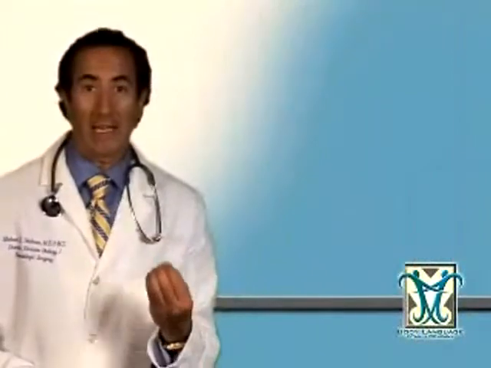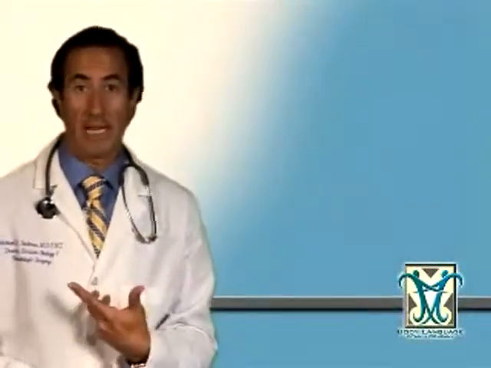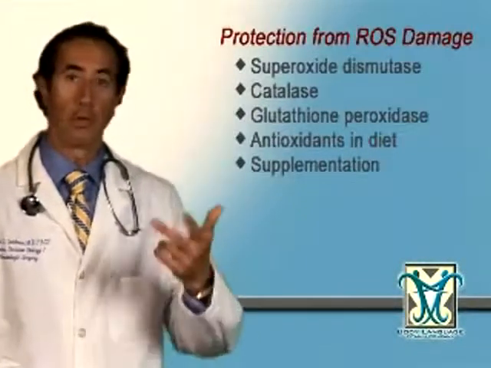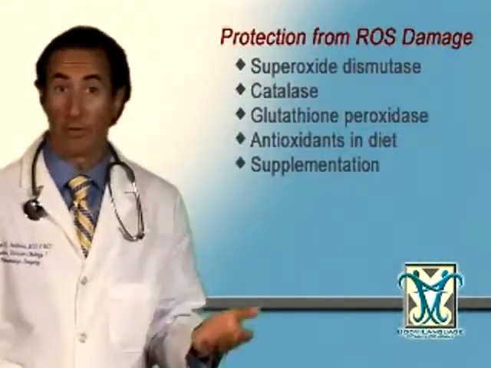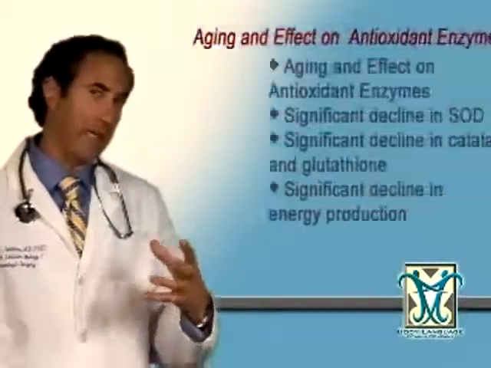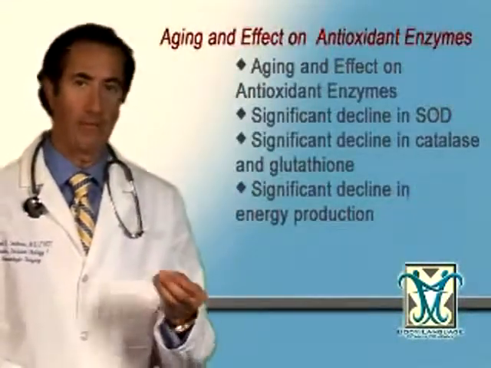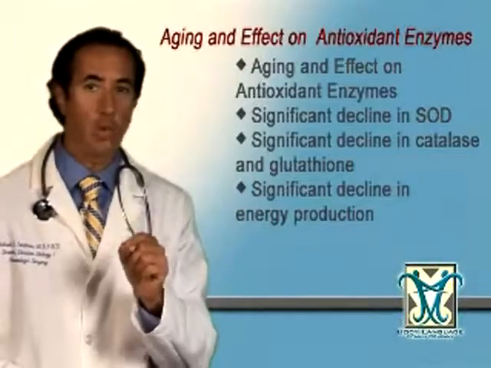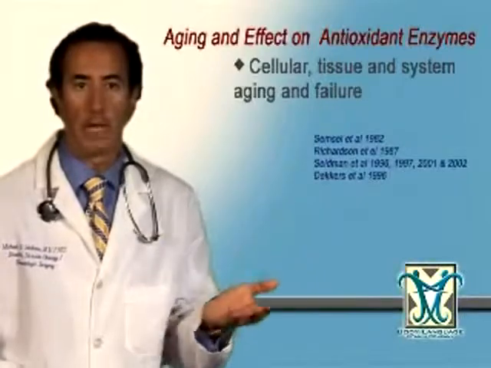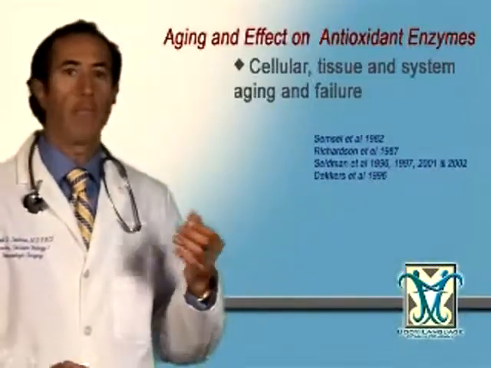God was kind to us. God gave us mechanisms to protect ourselves from these free radicals: superoxide dismutase, catalase, glutathione peroxidase, antioxidants in the diet, and supplementation. The problem is there's a significant decline of these types of enzymes as we age. As early as our mid to late 20s, these enzymatic processes decline in our body, which is part of the aging process.